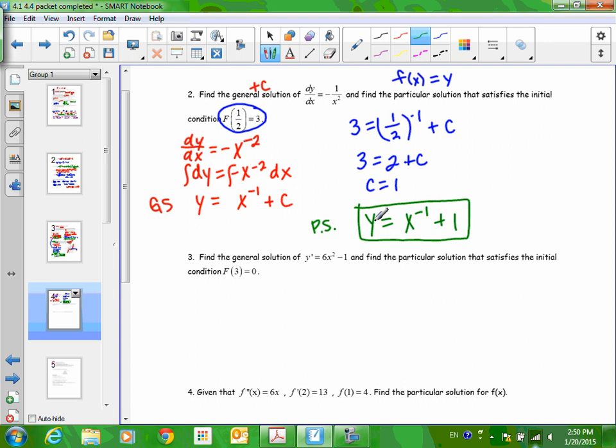Like, if you take the derivative of this, what should it equal? Yeah, what they tell you dy over dx should equal. So do you know how to take the derivative of this? Yeah, you do. We did that all last semester.